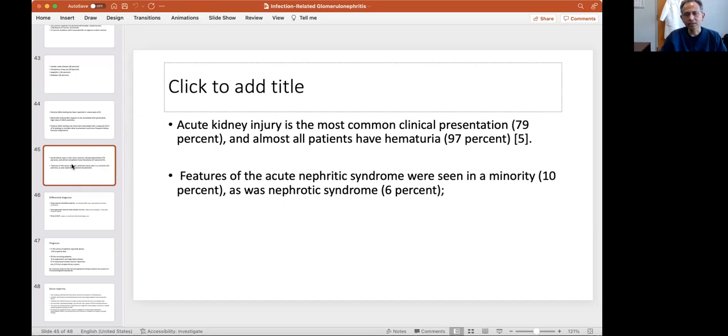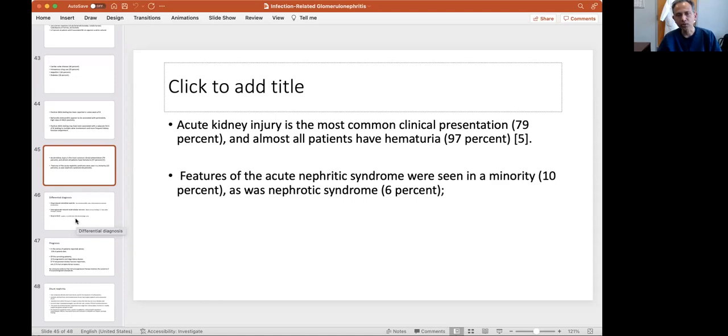So in this case, the prognosis compared to post-streptococcus, the prognosis of Staphylococcus-associated GN, or particularly infection endocarditis-related GN, the renal function is not that good. A good number of patients end up having end-stage kidney disease, and some, like 10-15%, die because of this serious bacterial condition, because of heart failure and other things.